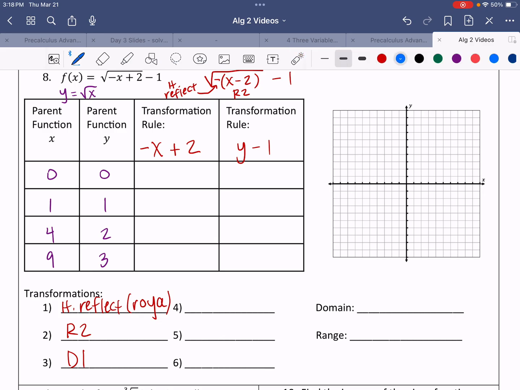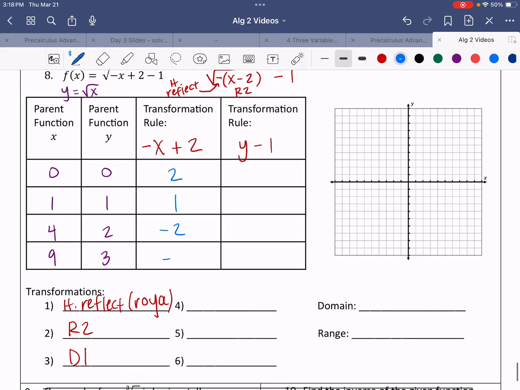Okay, let's plug in our original x's. So I'm going to be plugging these in, writing the answer underneath. 0 plus 2 is 2. Negative 1 plus 2 is 1. Negative 4 plus 2 is negative 2. Negative 9 plus 2 is negative 7. And then I'm going to subtract a 1 from every current y. And then I'm going to plot these: 2, negative 1; 1, 0; negative 2, 1; negative 7, 2.